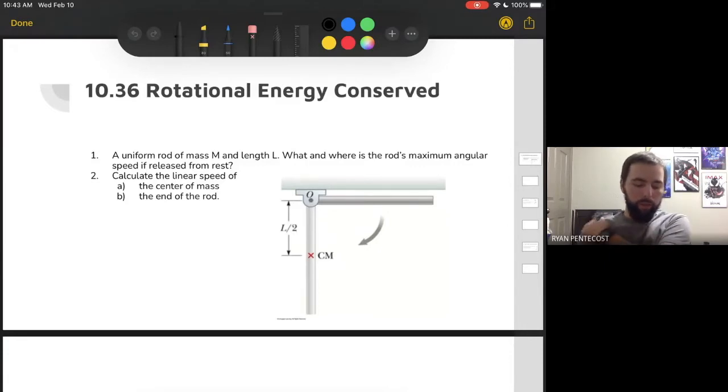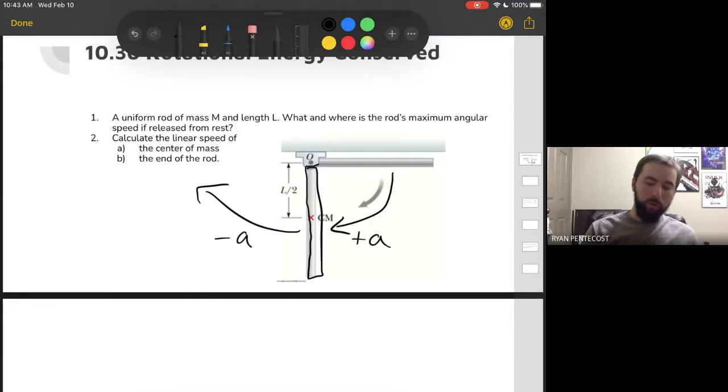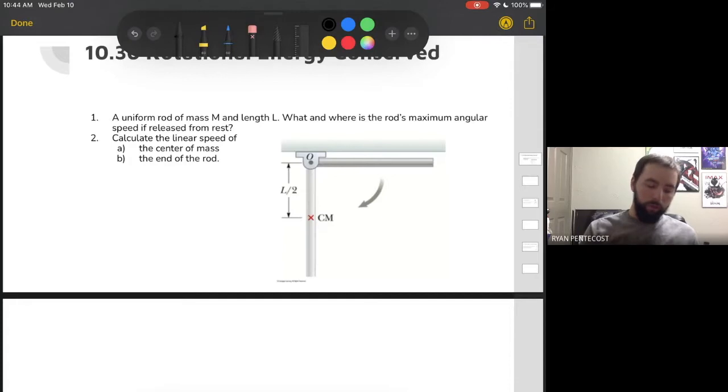So number 1 says we have a uniform rod of mass m and length L. What and where is the rod's maximum angular speed if released from rest? So we know that as that rod swings, it is going to have acceleration as it swings down, but then as it swings up, that would be negative acceleration, right? So we know that right here in its vertical position, that is where it's going to have its maximum angular speed, right? So let's find out what that is.